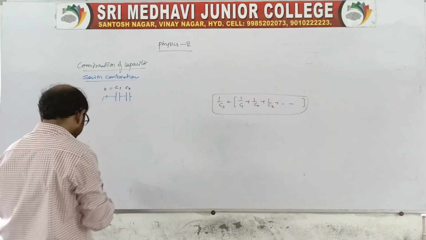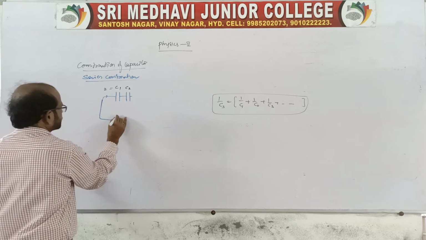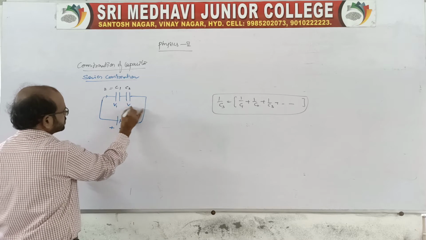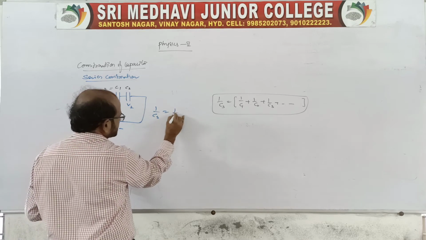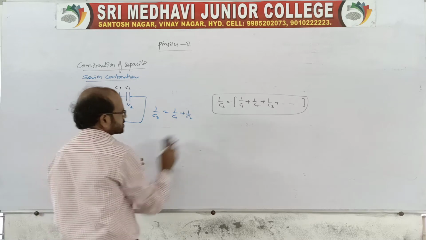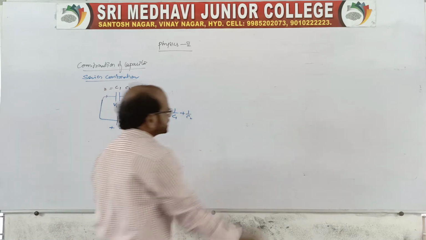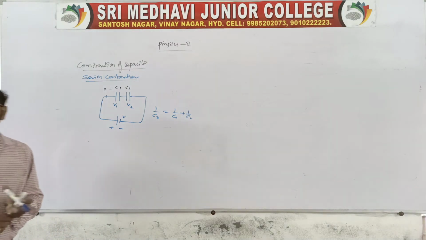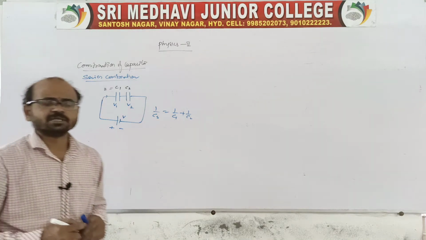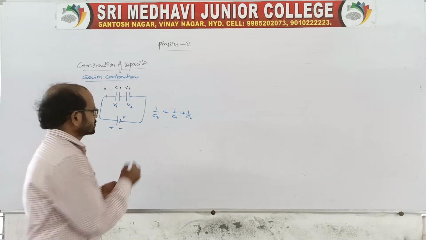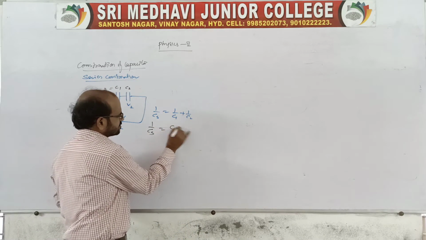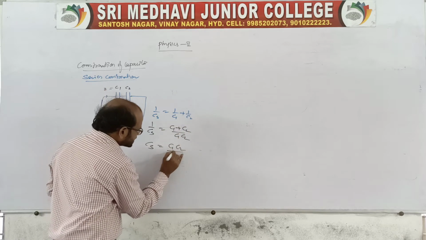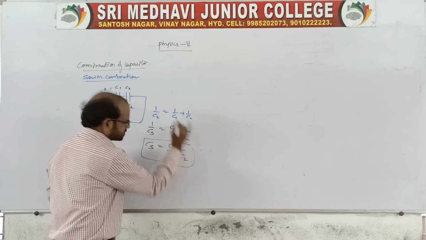Here only 2 are connected, so you take 2 in series connected to the battery terminals, plus and minus. There will be potential differences V1 and V2. So 1 by Cs is equal to 1 by C1 plus 1 by C2, of course. If 3 are there, you add one more. If 4 are there, you add one more. If 5 are there, you add one more, like that. So 1 by Cs is equal to (C1 plus C2) by C1 C2, so Cs is equal to C1 C2 by (C1 plus C2), which is like this.